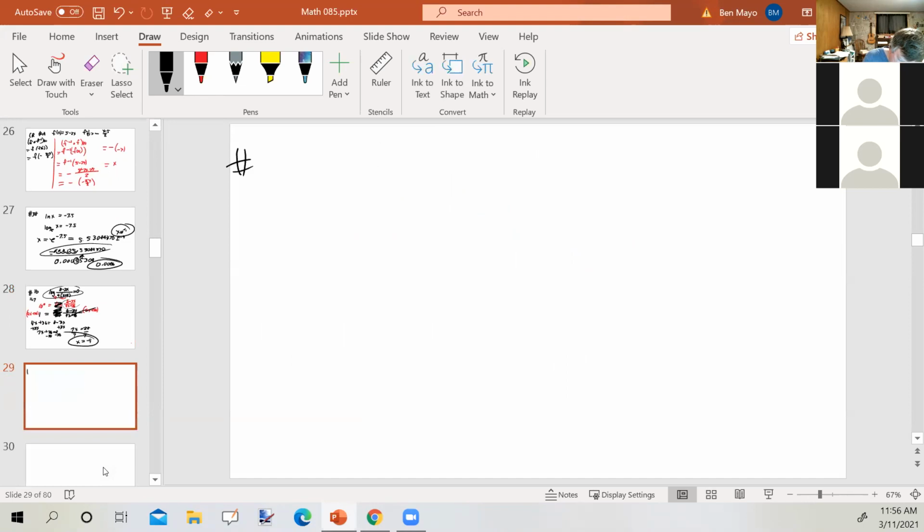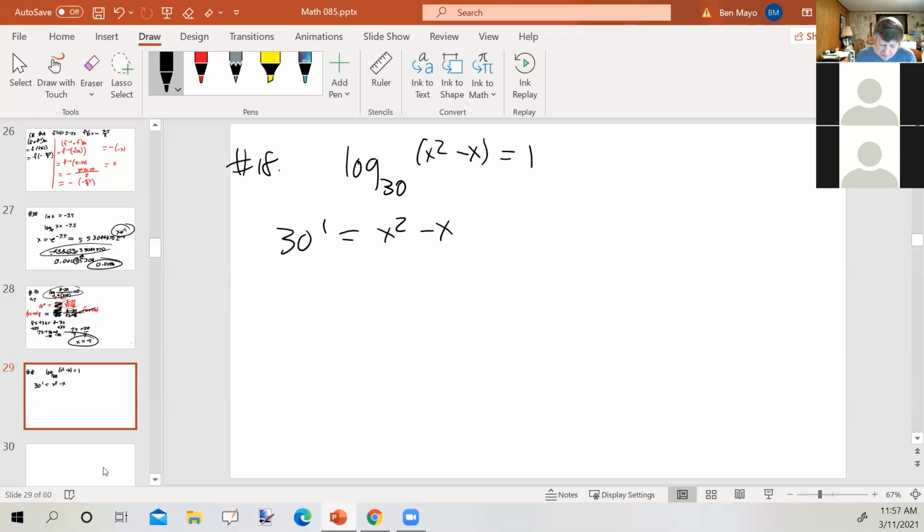Number 18. Pretty much, let's see, this is log base 30 of x squared minus x equals 1. Solve each equation, give the exact answer. If there's no solution, write no solution. So 30 to the 1 power equals x squared minus x. This time I remembered to get rid of the log, which means 30 equals x squared minus x.